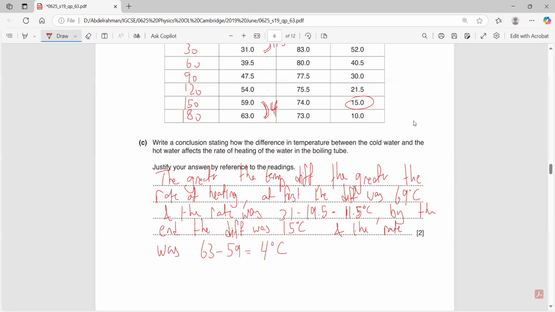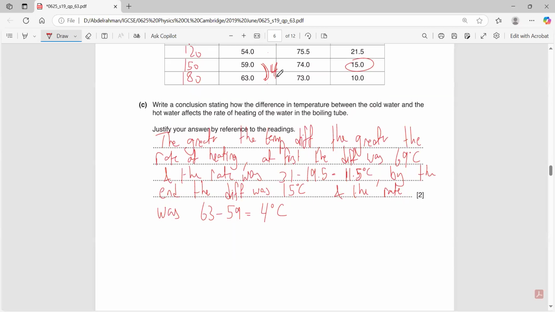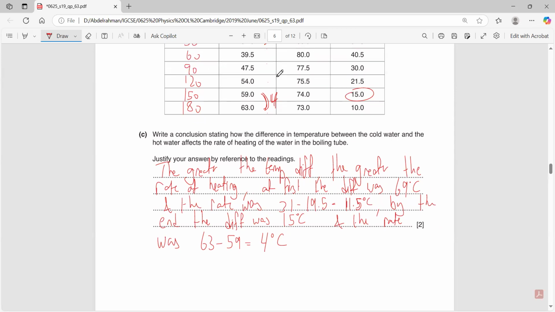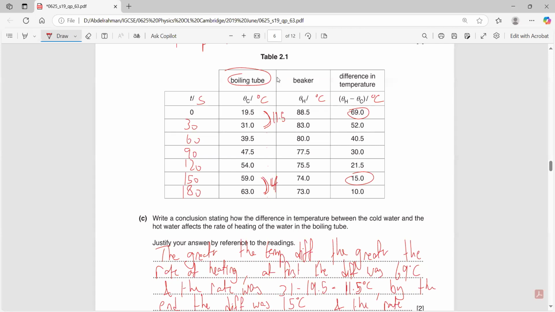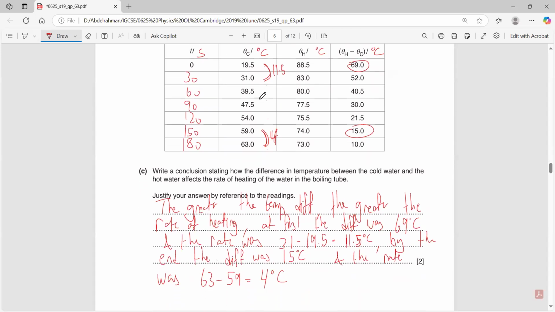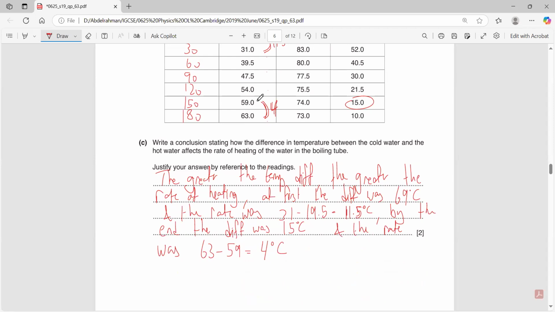What is the equation? You don't need the equation, but if he actually told you to calculate it, the equation would be the difference in the temperatures divided by the time. For example, in the first part the difference was 11.5 divided by the time taken, 30 seconds. The second part would be 63 minus 59 divided by the time taken, which is 30 seconds as well.